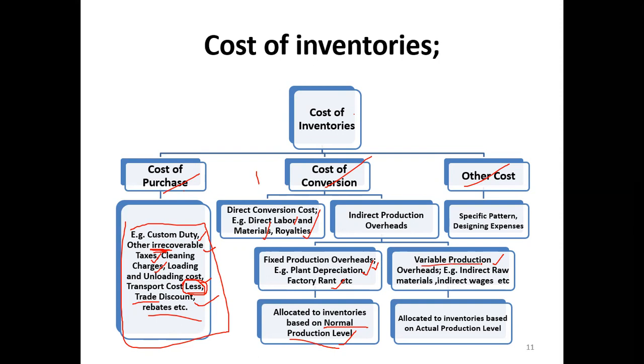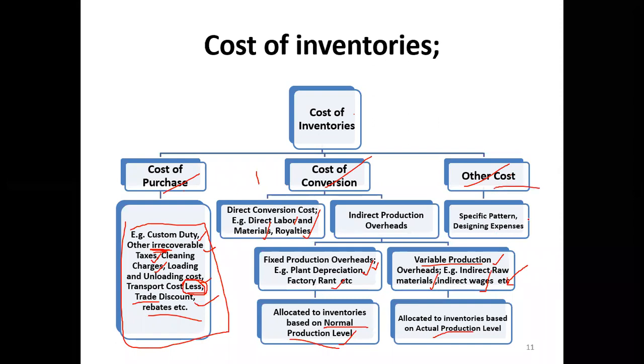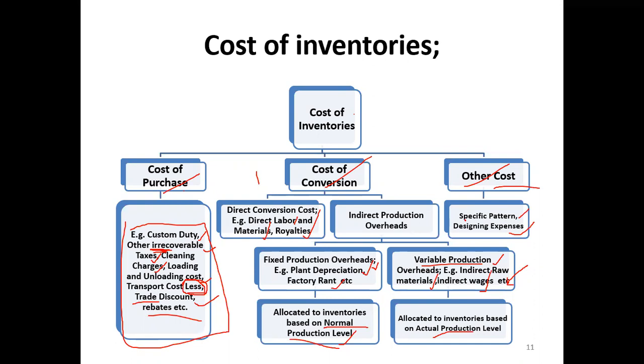In the variable production overhead, for example, indirect raw material, indirect wages, etc., it is very closely related to output, number of units, variable overhead. So it is absorbed, allocated to the inventories based on their actual production level. And other cost includes specific pattern designing expenses, right? Before the production process starts.